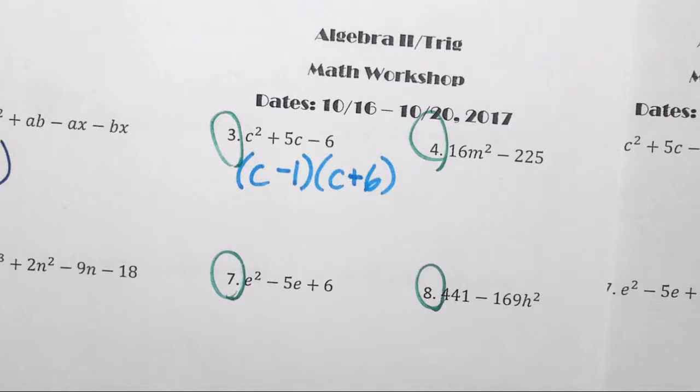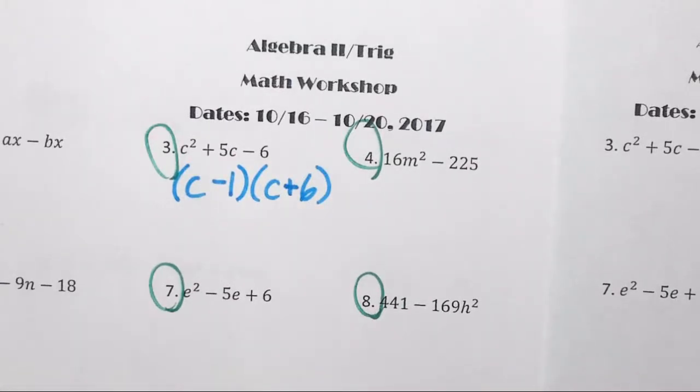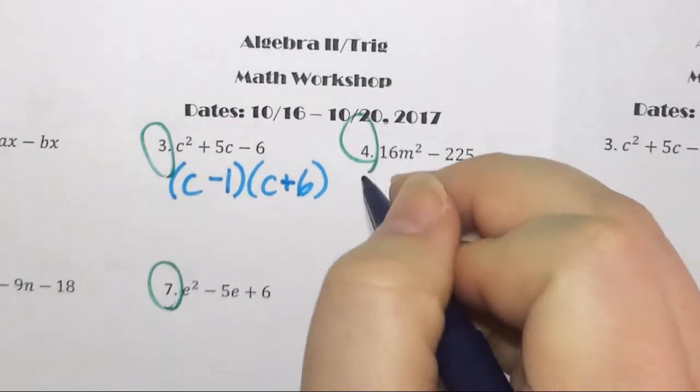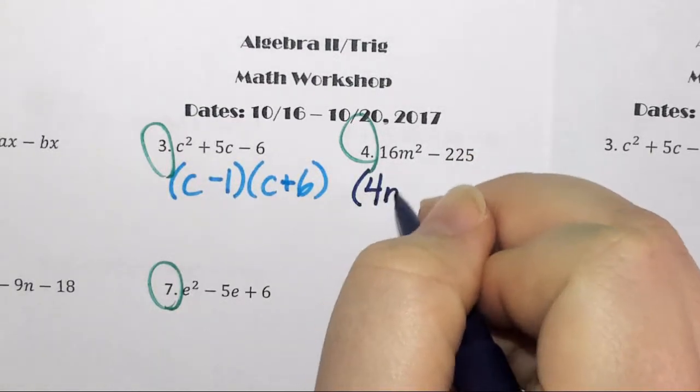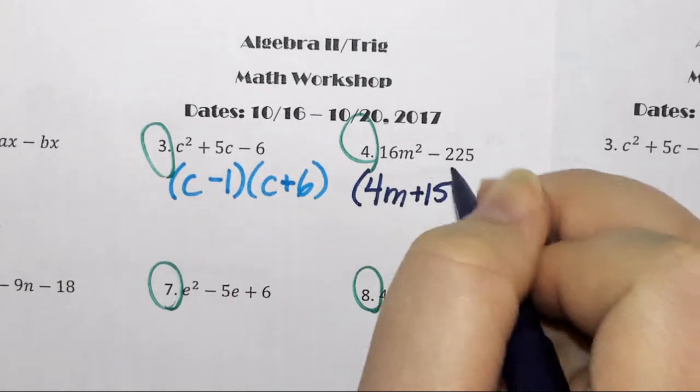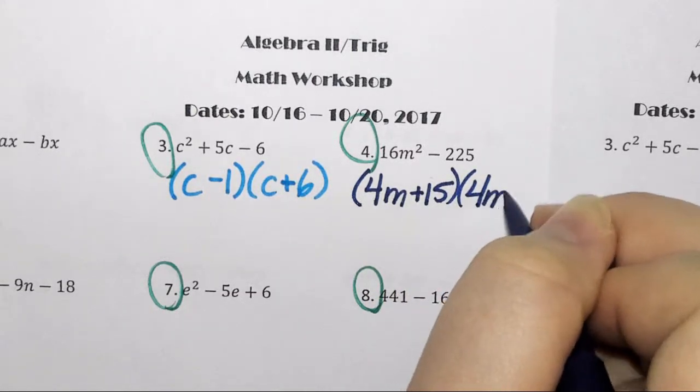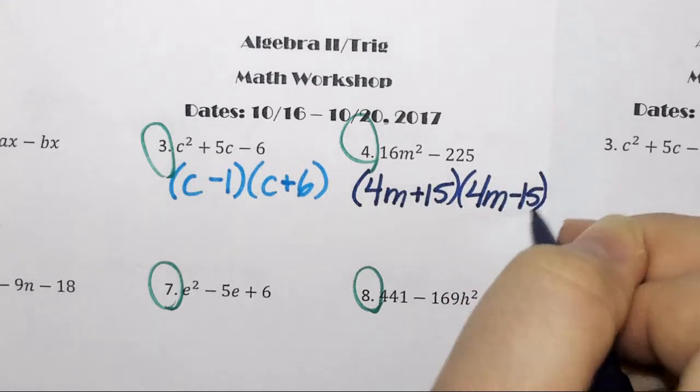Okay, and then number 4 is definitely one of my favorites because it has perfect squares, so I get a point. So 16 is 4 squared. What's 225? And you can have a point. So it's 4m plus 15 and 4m minus 15. Anytime I see perfect squares, I know something cool is about to happen.